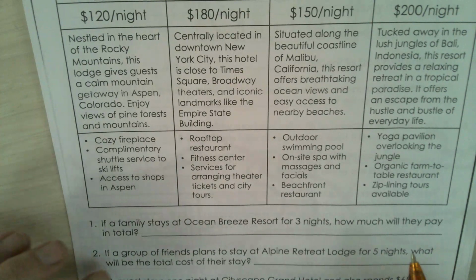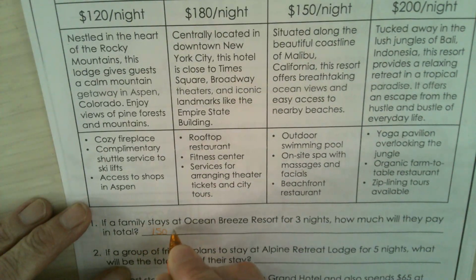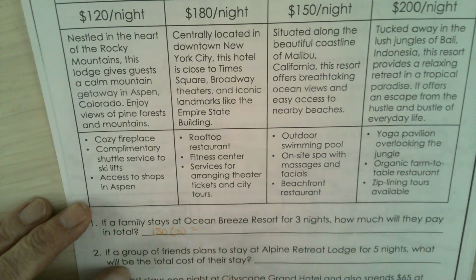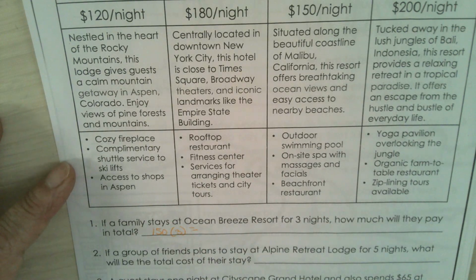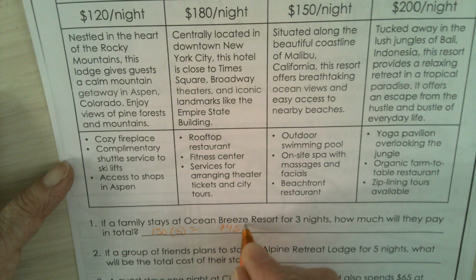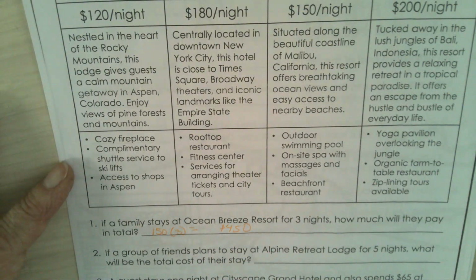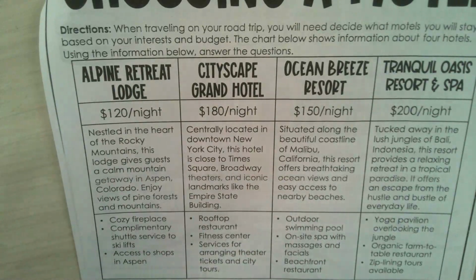Multiply, right. You're going to take 150 times 3, and what do you get for your answer? Anthony, what did you get? $450. Okay. Ocean Breeze is sort of in the middle of the price range.